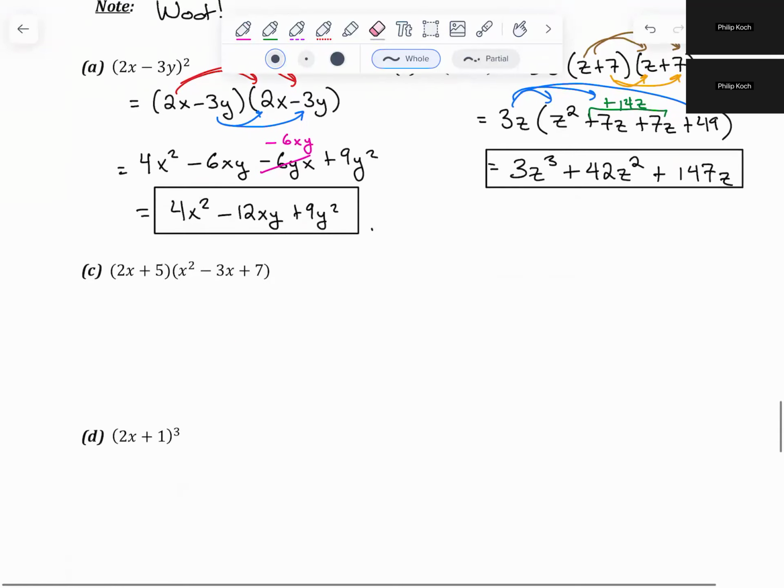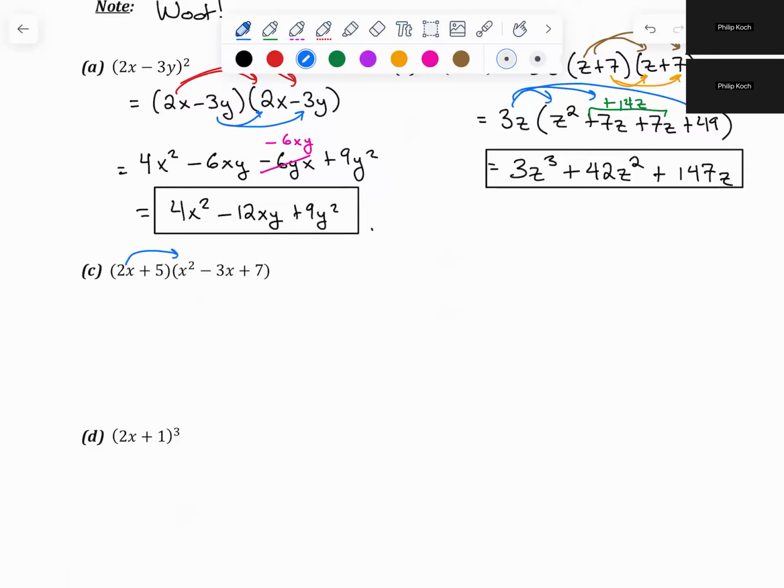Now with this next one, part C, I have a binomial times a trinomial. With that in mind, if you think about foiling, it's not going to be first, outer, inner, last. There's a middle term too. So how do I deal with foiling? That's why I don't really like to use the terminology foiling and instead understand it as distributing each term in the first set into each term in the second set. So the way I would write it would be drawing this and saying, okay, the 2x is going to get distributed into each of the three terms of the trinomial, and similarly for the 5.